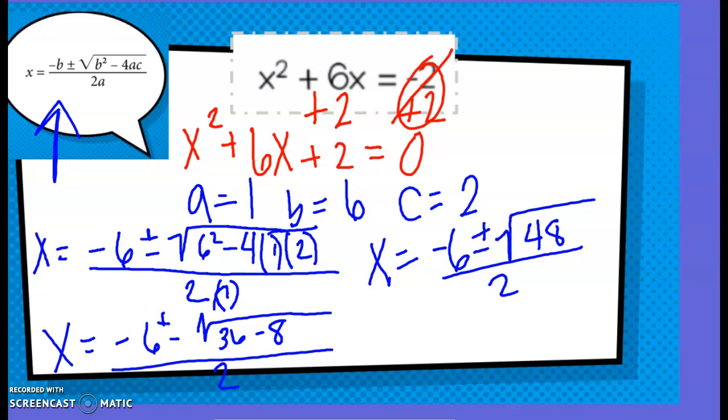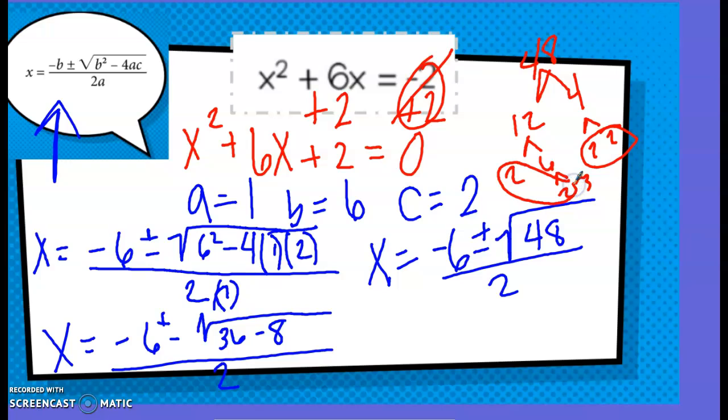But if you recall back to the beginning of the school year when we were factoring and we made our factor trees, we can factor out a few. 12 and 4 make 48. 2 and 2 make 4. 2 and 6 make 12, and then 2 and 3 make 6. So I have 2 sets of 2 that can come out, and the 3 has to stay in. So that'll become negative 6 plus or minus 4 square roots of 3 divided by 2.